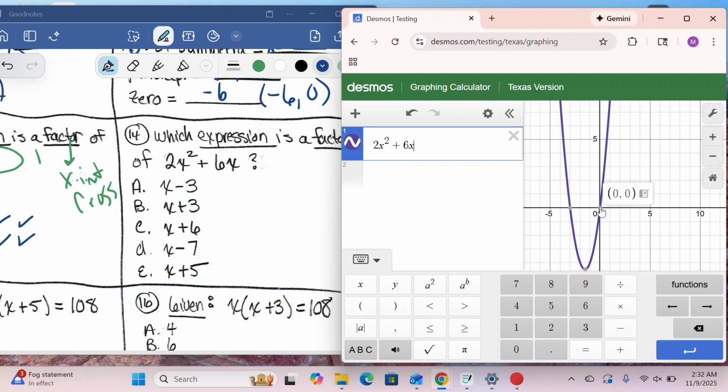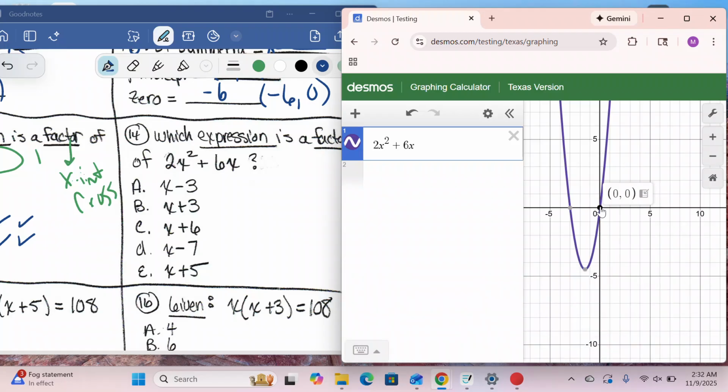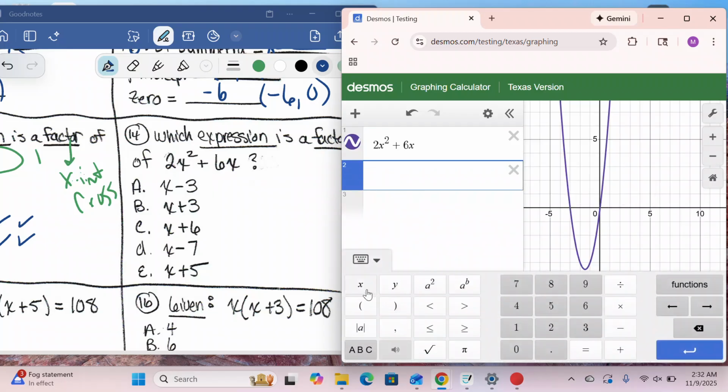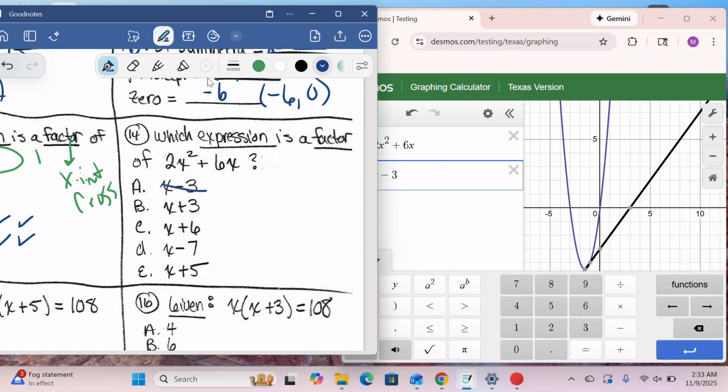And this gives me my U shape. It also gives me my vertex, and it also gives me my x-intercepts, which are 0, 0, and negative 3, 0. Now I'm going to check every single one of them to see if it passes. So all I'm going to do is input x minus 3. That one is not a factor because it does not pass through my x-intercept, so I can already get rid of that one. And then I'll check my next one.